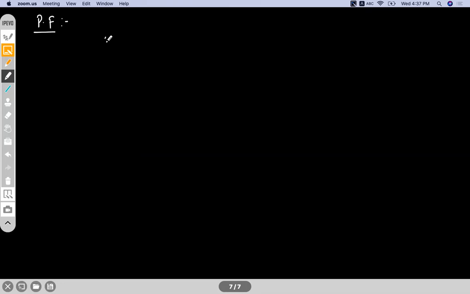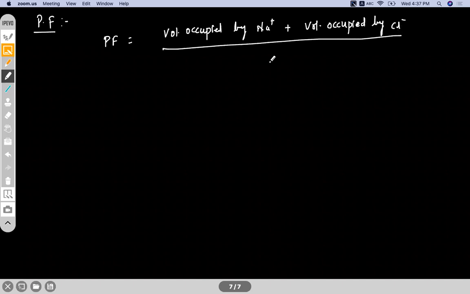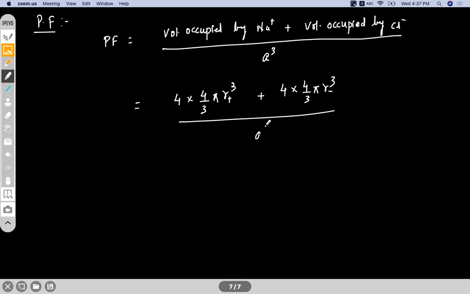So again, the packing fraction would be equal to the volume occupied by Na plus, plus the volume occupied by Cl minus, and this whole thing is divided by the volume of the cube, that is a cube. Now we have 4 Na plus, so the volume will be 4 into 4 by 3 pi r plus cube, plus 4 into 4 by 3 pi r minus cube, divided by a cube.